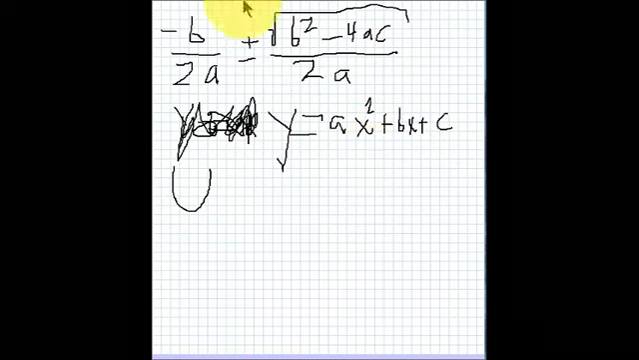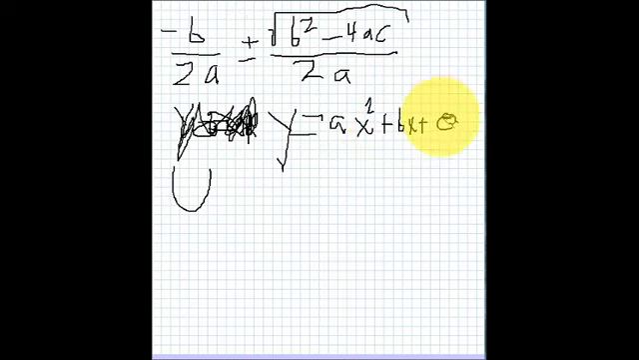So this is a polynomial of second degree. It's the equation of a parabola, and a second degree polynomial is also known as a quadratic. It's called a quadratic equation. And this is called the quadratic formula because it only applies to quadratic things. It only applies to second degree things.